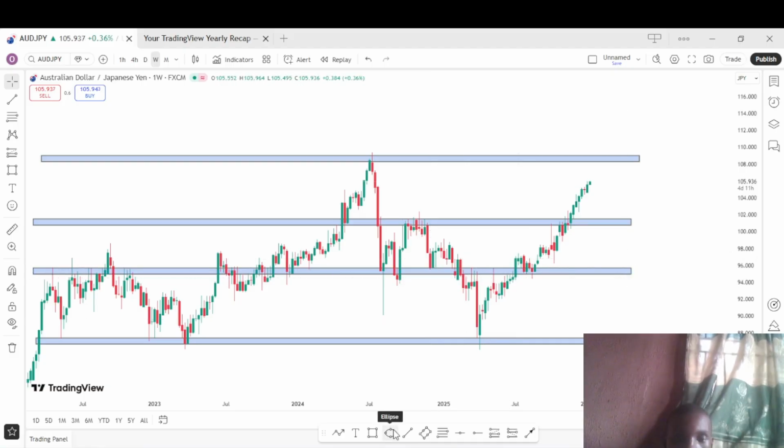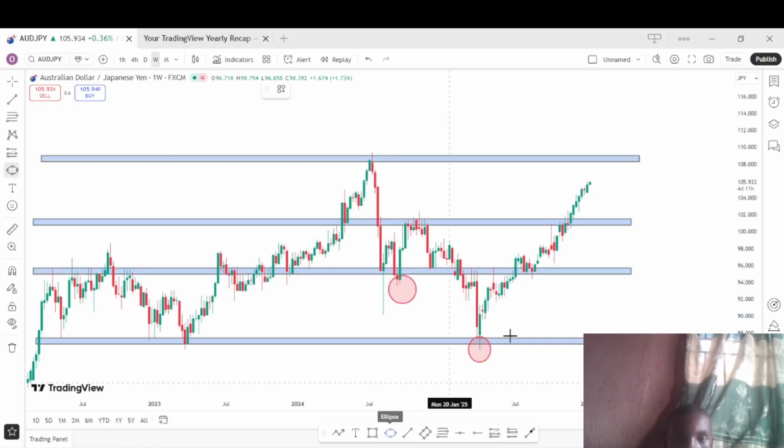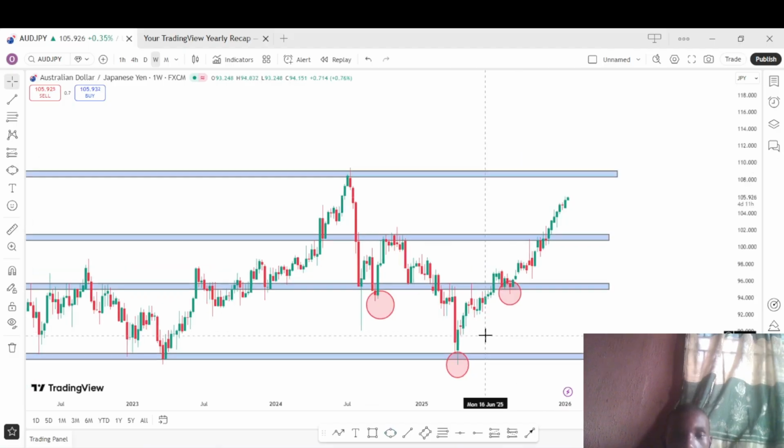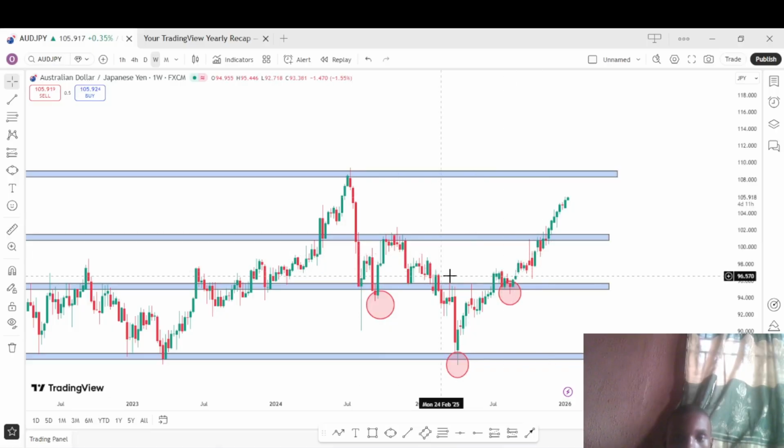So I'm going to just map it out. This is the head. This is the left shoulder, and this is the right shoulder. So this inverse head and shoulder is a trend reversal. It means that the trend has changed from bearish to bullish, and it has broken above the neckline. This is the neckline, and it has broken it.